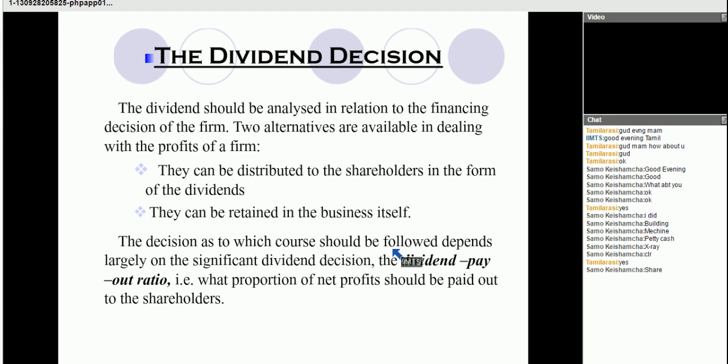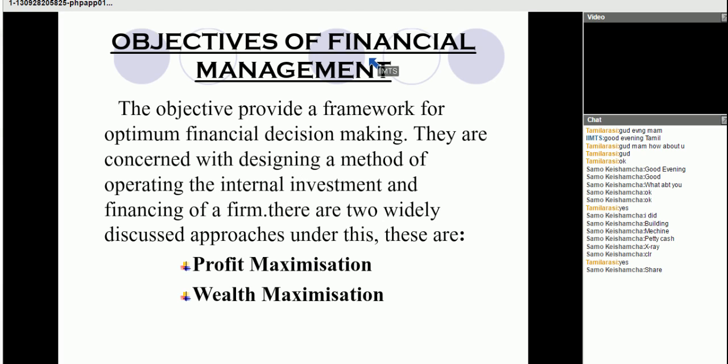So why will people invest in the company? Why will they buy the shares of the company? They'll buy the shares only when being attracted by the dividends of the company. If shares are giving them good dividends, only then they'll invest in the company. So that is why dividend has to be very carefully monitored. The profits of the company can be retained in the business itself, and they can either be given to shareholders in the form of dividends. So the decision as to which course should be followed depends largely on the dividend decision. That is the dividend payout ratio, which means what proportion of the net profit should be paid to the shareholders. If we are having a profit of 50%, then how much should be given to the shareholders and how much should be retained by the company? That all should be decided well in advance.